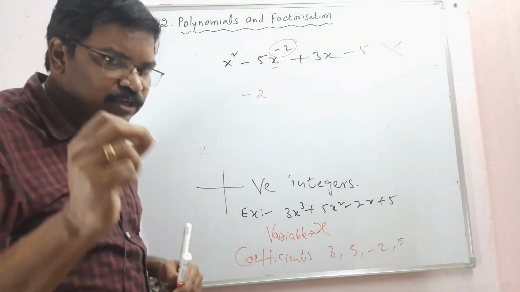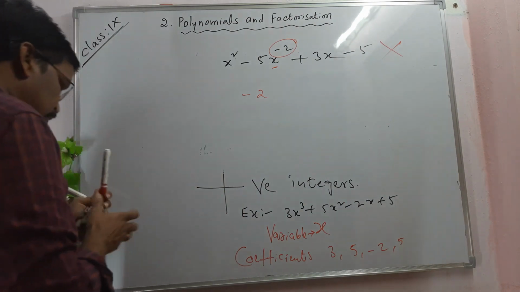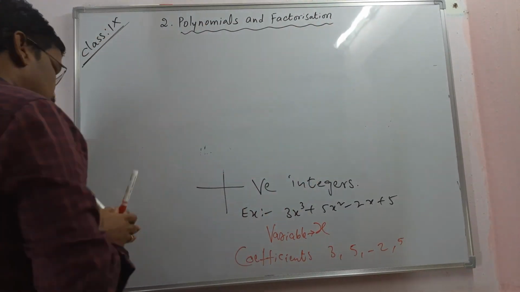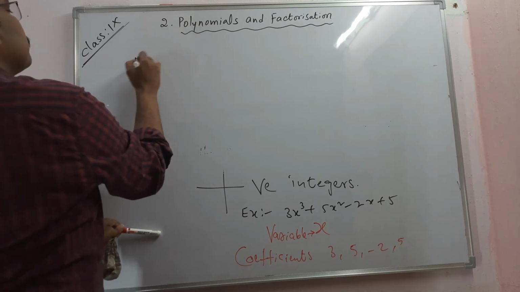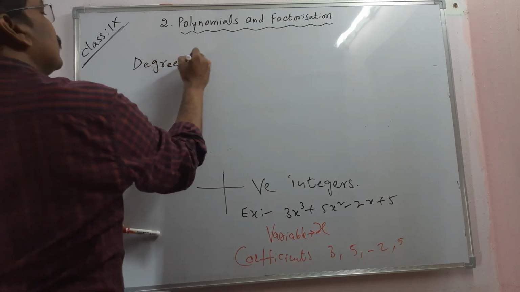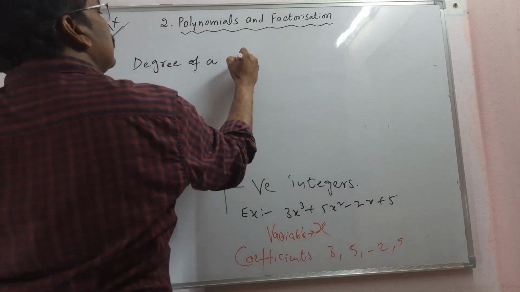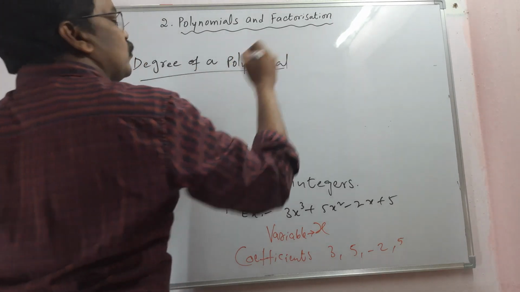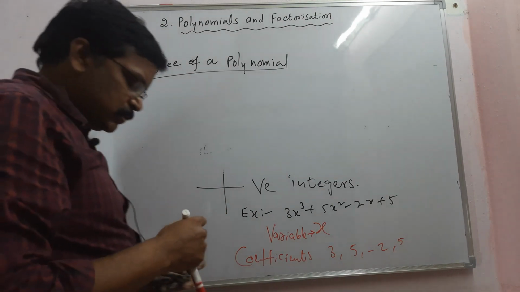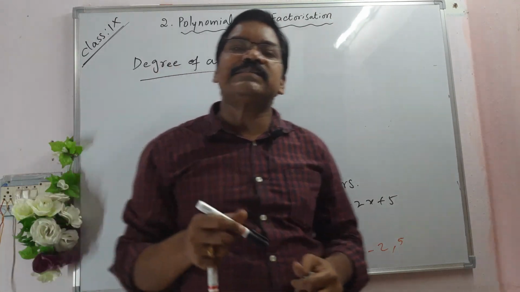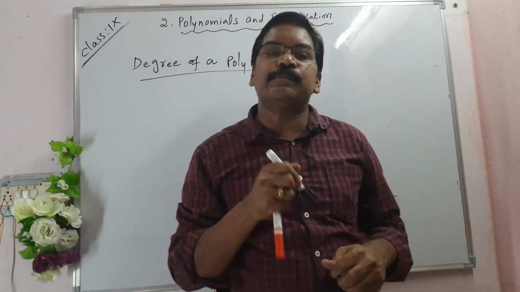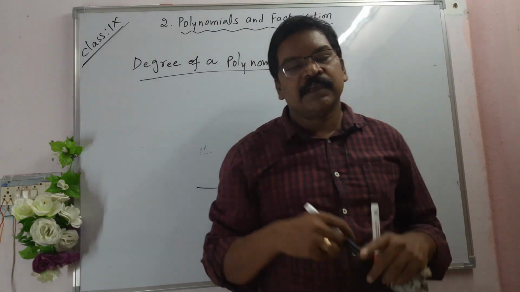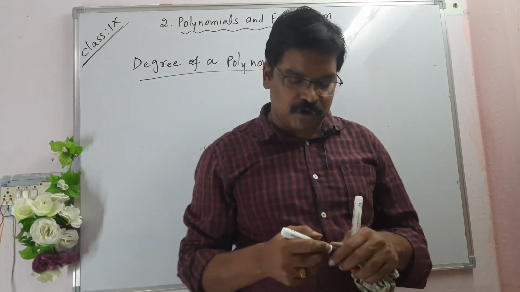As I told you, the powers of the variables must be positive integers. Okay, understand? Now coming to the degree of a polynomial. This is also very simple. What is the degree of a polynomial, students? The highest power of the variable is called the degree of a polynomial.